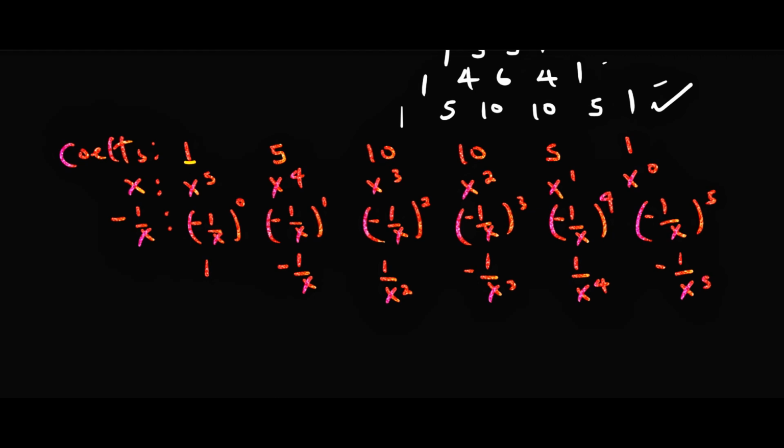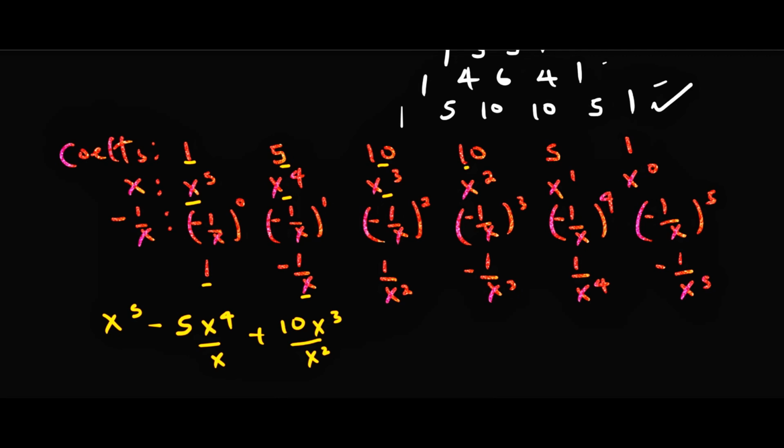So we have 1 times x power 5 times 1, which is just x power 5. Then you have 5 times x power 4 times minus 1 over x, which will be 5 x power 4 over x. Then we have 10 times x cubed times 1 over x squared, that is plus 10 x power 3 over x power 2.